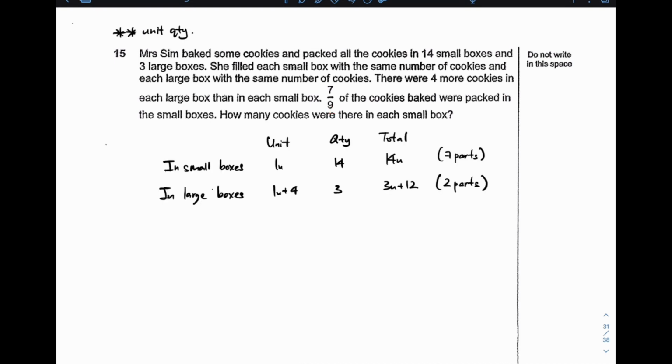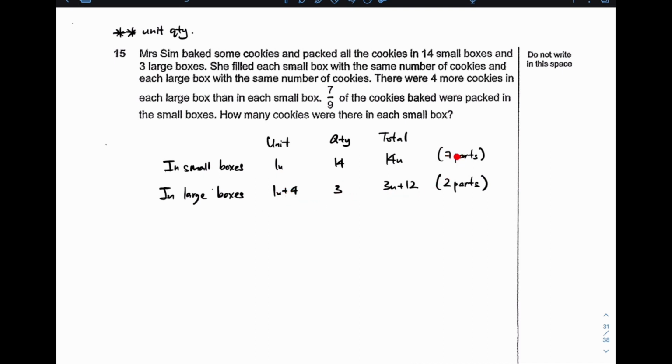Now this looks like a unit quantity question to me. So in small boxes, let's say we don't know the number of cookies, right? Just call it 1 unit. There are 4 more in the large box, so it's 1U plus 4. Next, in terms of quantity, there are 14 smalls and 3 larges. So hang on, what's the number of small cookies then? It's basically 14 units. What's the number of large boxes? 3 units of this, that's 3U plus 12.